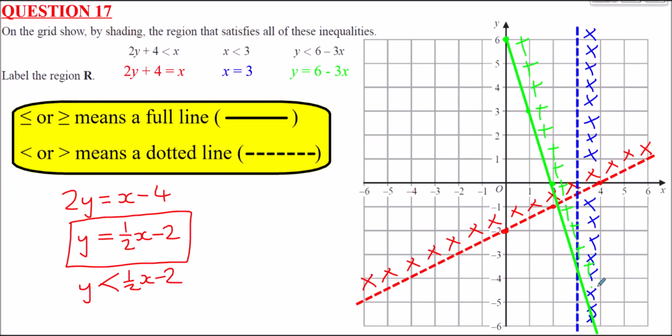So the only bit of this coordinate grid now which isn't blocked off is this corner bit down here. So region R is going to be simply this bit down here. Now you don't need to colour it in like I'm doing. I'm just doing so you can see it clearly enough on your display screens, whether it be a TV or a phone or whatever you happen to be using. So region R is down here like so.